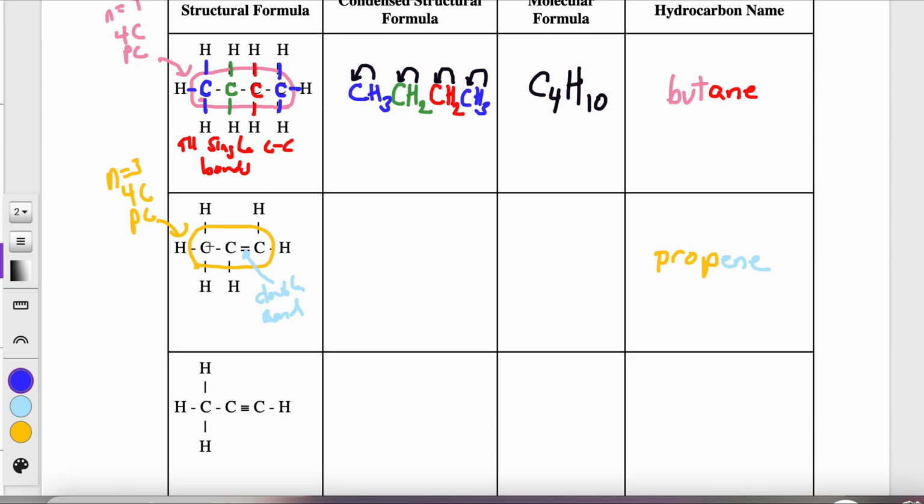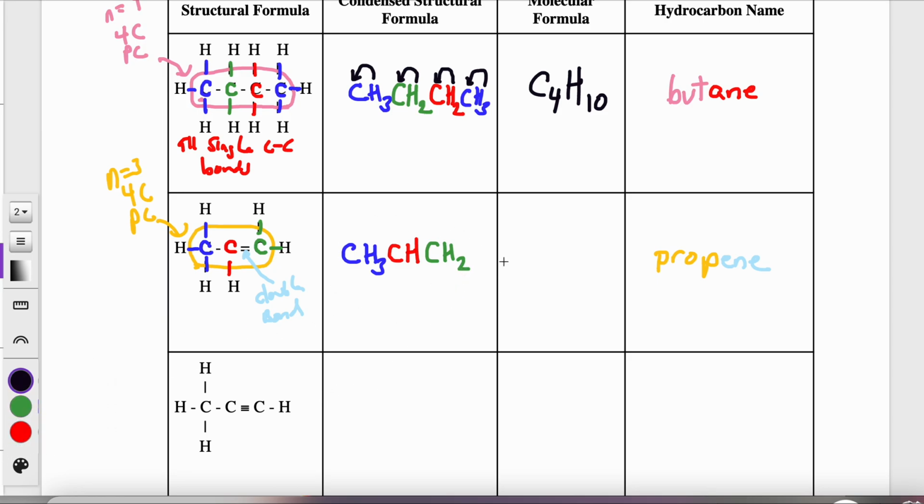Okay, so let's write this as the condensed structural formula. So here we go. Here is my first carbon, and directly attached to it, other than the other parent chain carbons, are 3 hydrogens. Here is my next carbon in the parent chain, and besides the other parent chain carbons, it only has 1 hydrogen attached to it. And then I have my last carbon in the parent chain, and besides the parent chain bonds, the only other items attached to it are these 2 hydrogens.